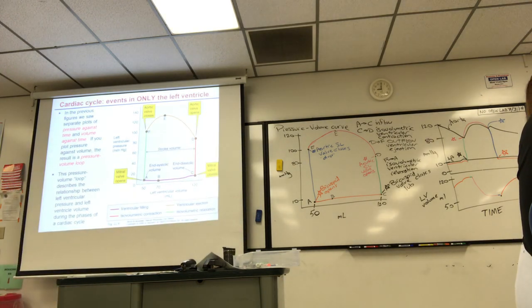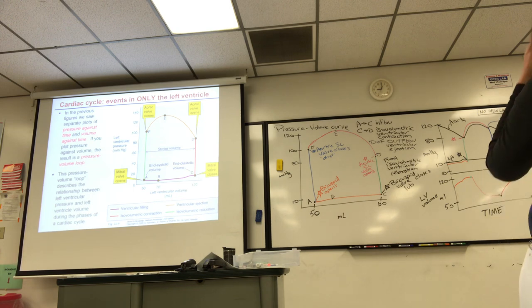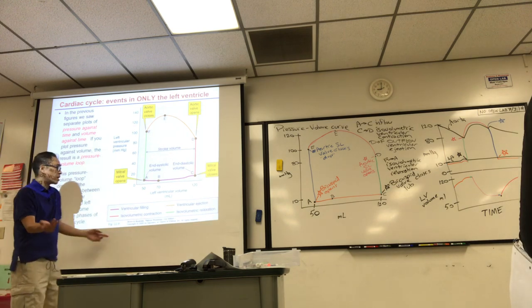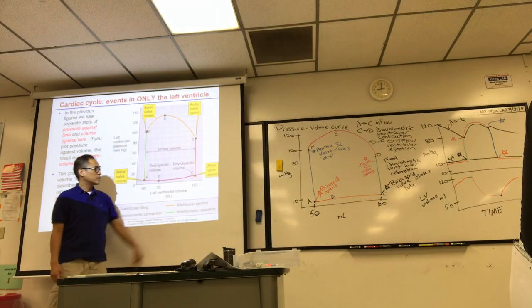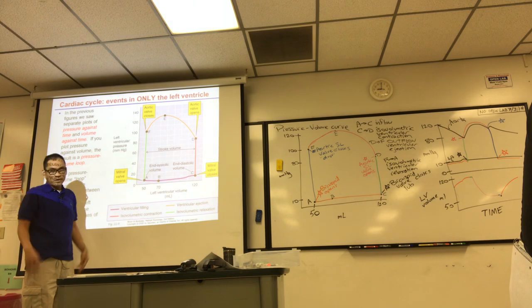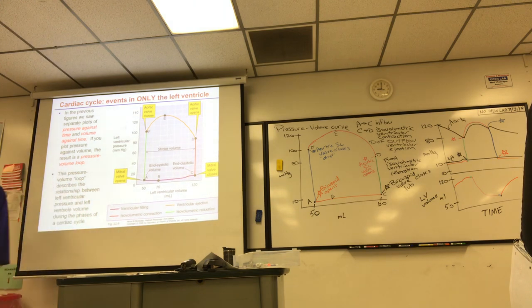Another way to study the cardiac cycle, and it's a little easier to look at. You could also calculate stroke volume. I could ask you, what's the EDV, the end diastolic volume? And you could look at it and give me the exact number. It's 120. What's the end systolic volume? Oh, it's 50. And what's stroke volume? Well, it's 70. You should be able to calculate that relatively easily since the numbers are given.